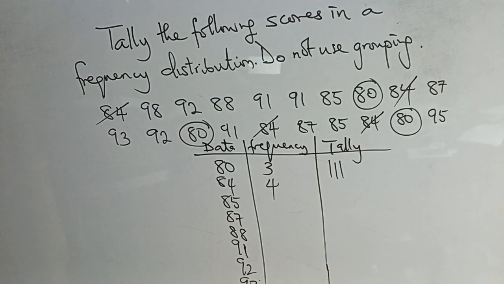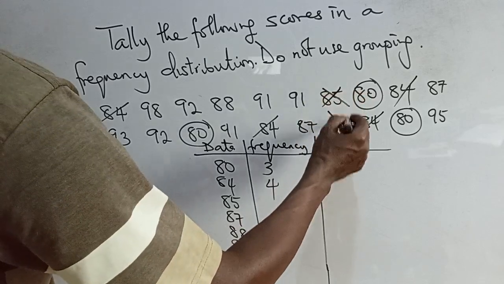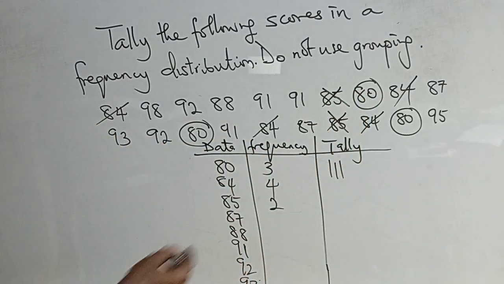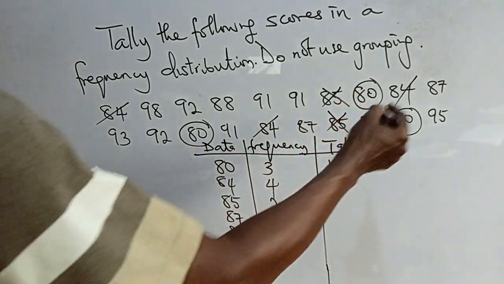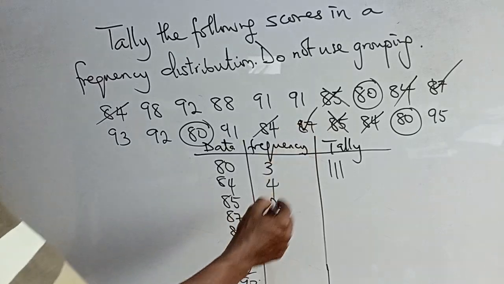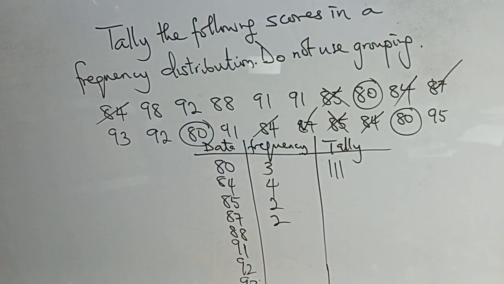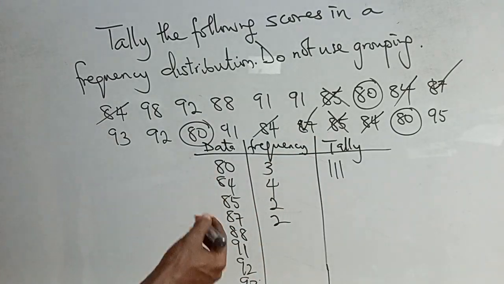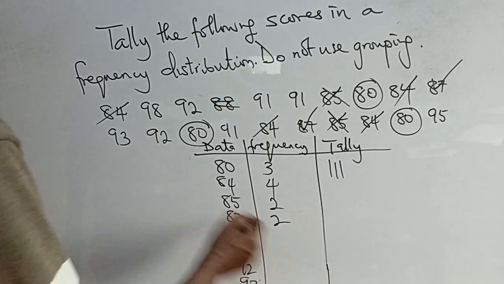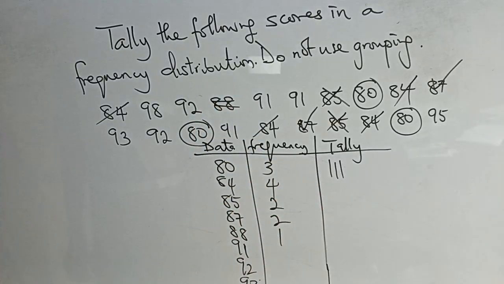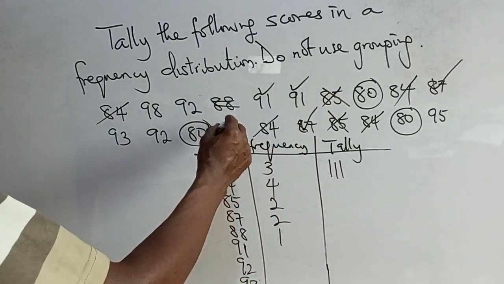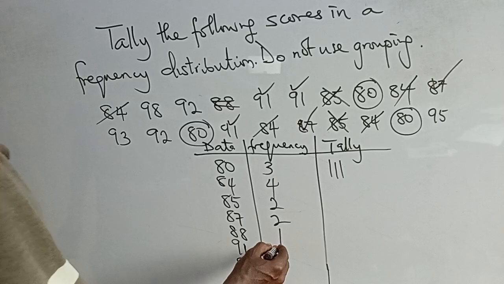How many 85 do we have? Let's cross that one like this. We have 2 85s. How many 87? Let's tick it so that it will not confuse us. That's 2. How many 88? Let's cross it like this. I think it's 1. Beautiful. How many 91? Let's tick it like this. We have 3 91s.